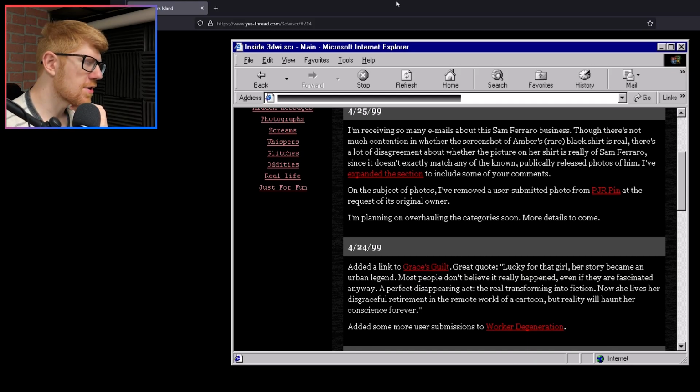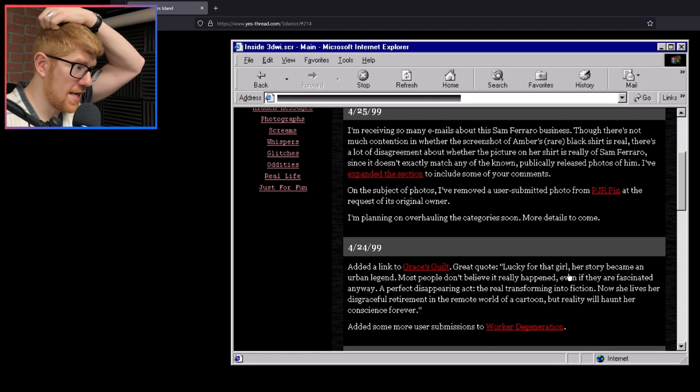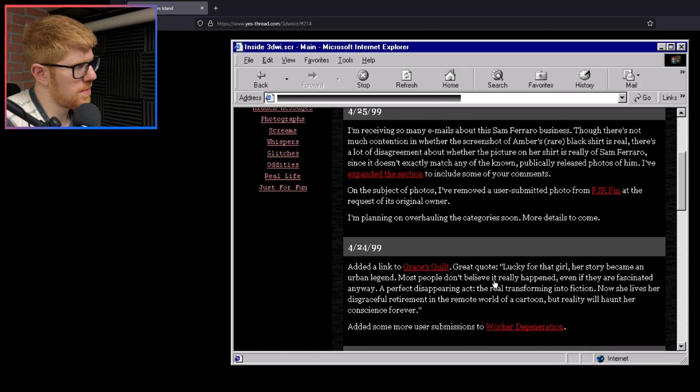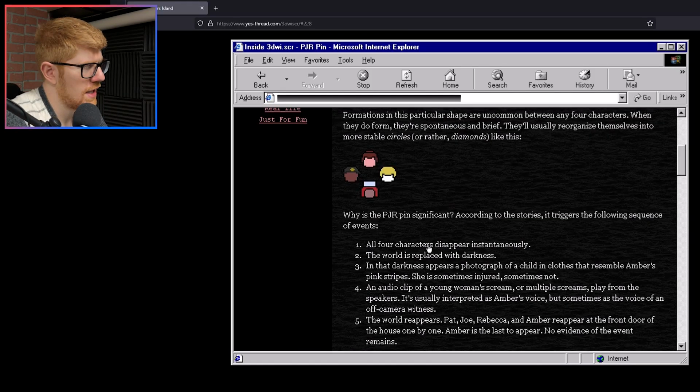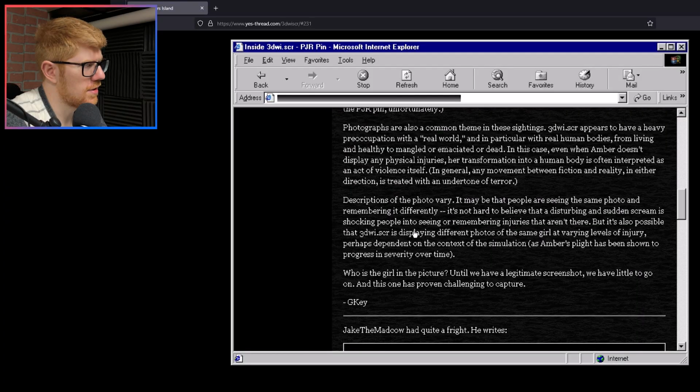Yeah, but so something happened to Sam Ferrero, and people think that Amber's black shirt has a picture of him or her on it. But people are disagreeing. I don't know. Luckily for that girl, so maybe that Sam Ferrero story became an urban legend. Most people don't believe it really happened, even if they're fascinated. Anyway, perfect disappearing act, real transforming into fiction. That's the other thing. It seems like people are disappearing into this game. I don't know why. And this never happened, by the way. That's good, because I would be scared.